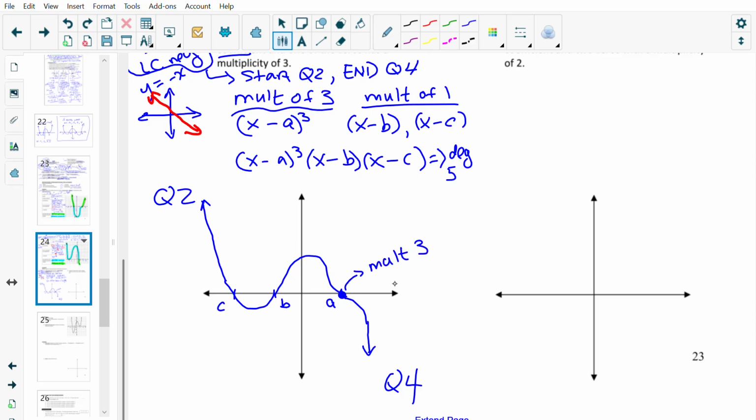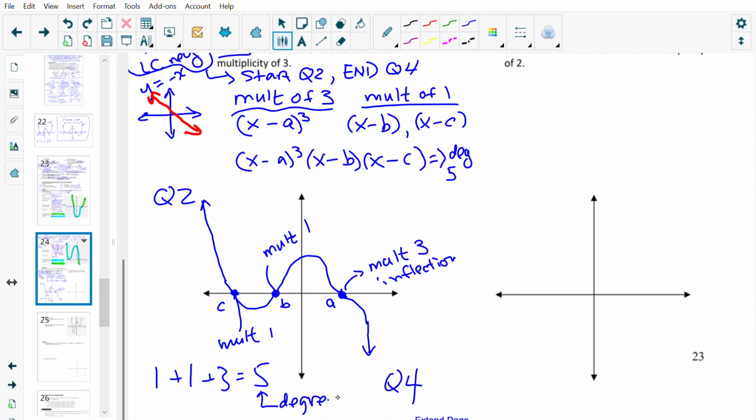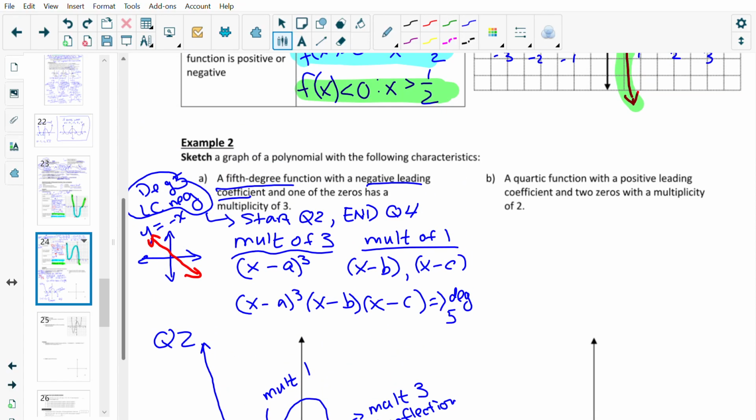Okay. Multiplicity 3, there's an inflection. Multiplicity of 1, straight through. Multiplicity of 1. When I add up the multiplicities, 1 plus 1 plus 3, remember, our rule is that it matches the degree, so the degree is 5. Okay, and there's our sketch.